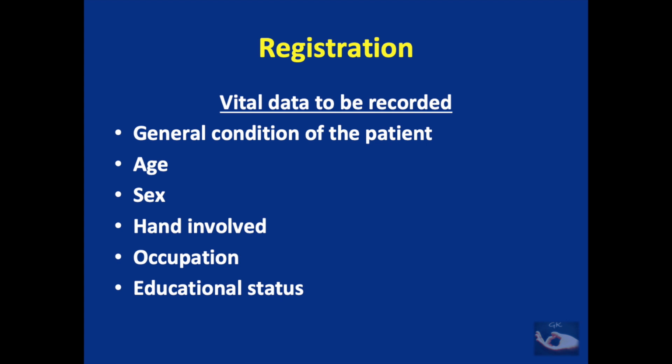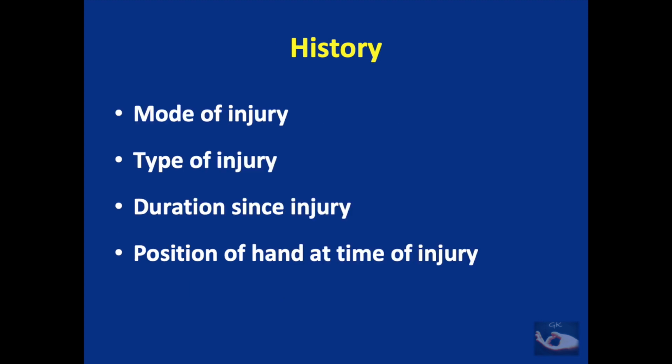This should first be stabilized before any examination on the hand is to be conducted. The age of the patient, the sex of the patient, the hand involved, whether dominant or non-dominant, the occupation of the patient, and the educational status must be recorded. The educational status is being recorded for trying to understand what would be his compliance and his understanding of the need for physiotherapy. Once the vital data have been recorded, the history must be elicited.